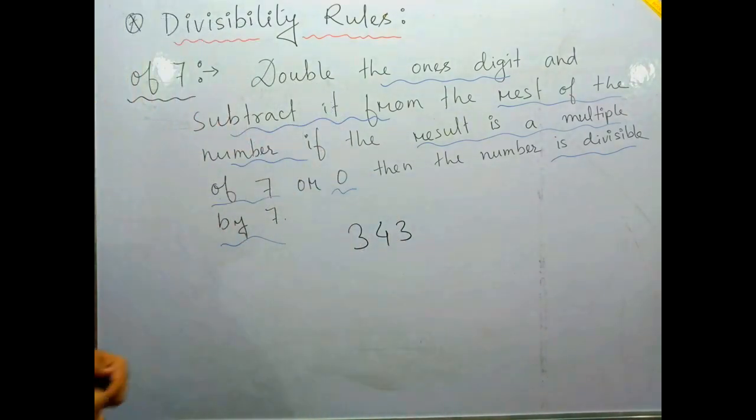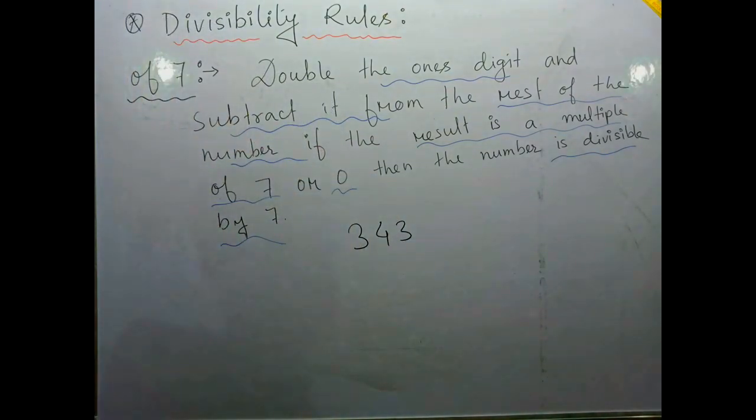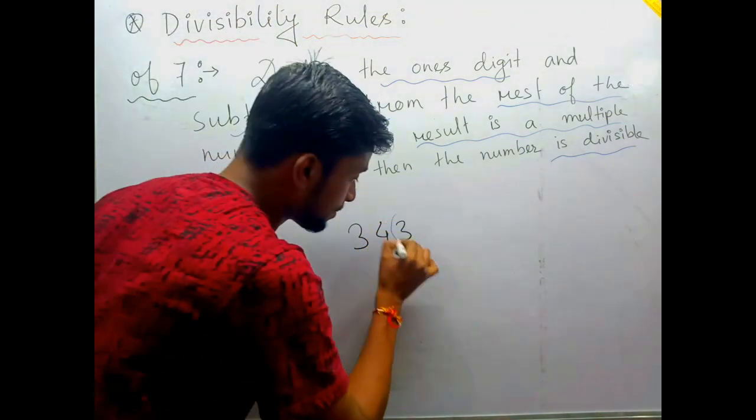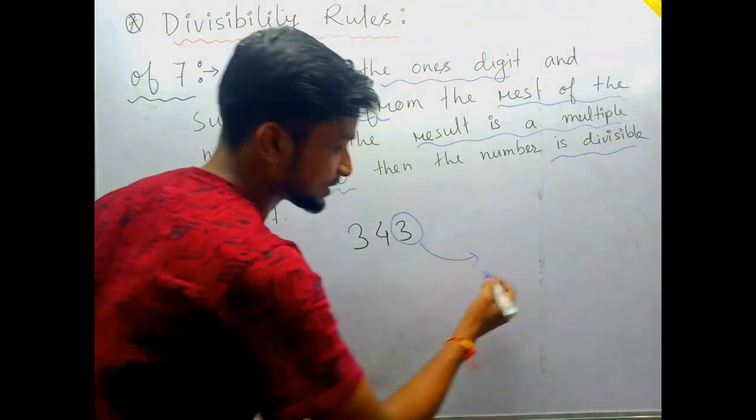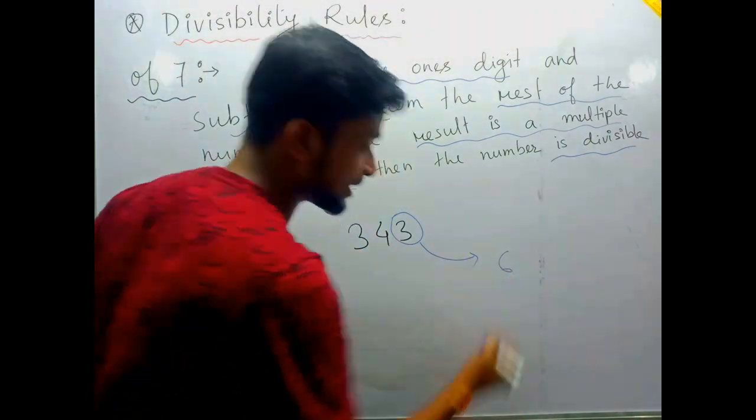343. Now we will take one more example, that is 343. Now the ones place digit, 3, we will double it. Doubling 3 gives 6.